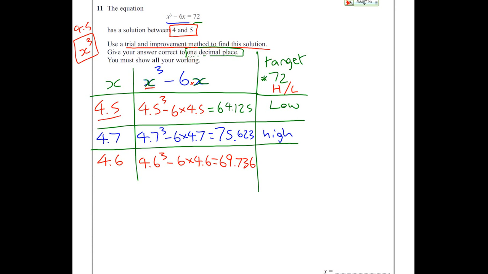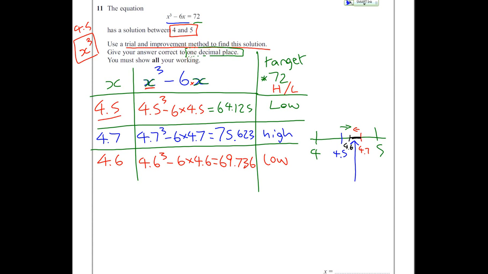69.736. And that is now too low. Now think about your number line. You're trying to get an answer between 4 and 5. You tried in the middle, 4.5, it's too low. So you went higher, you tried 4.7. It was too high, so you went lower. You tried 4.6. It was too low. So now we know it's somewhere between 4.6 and 4.7.